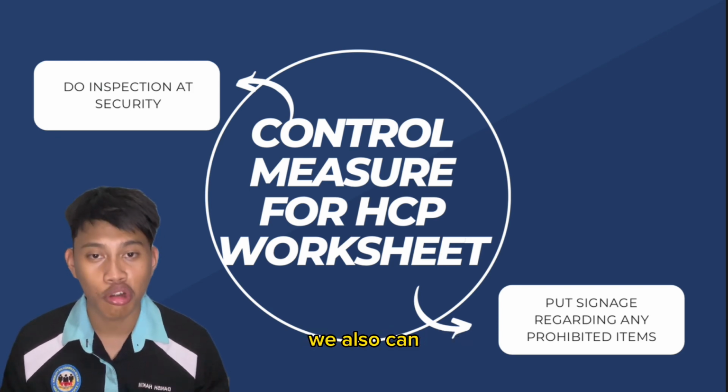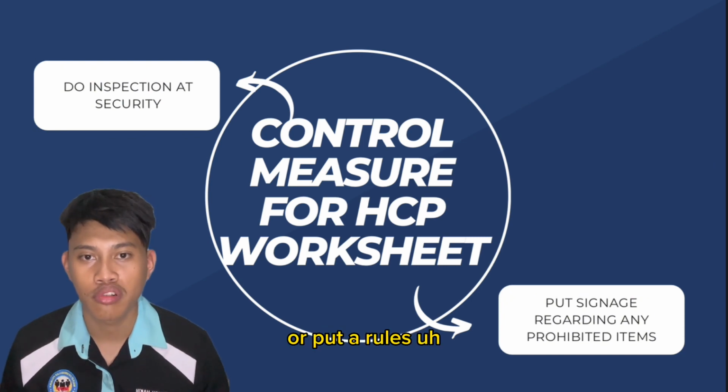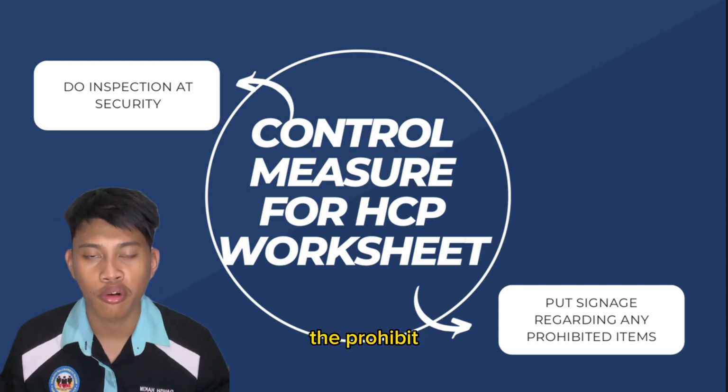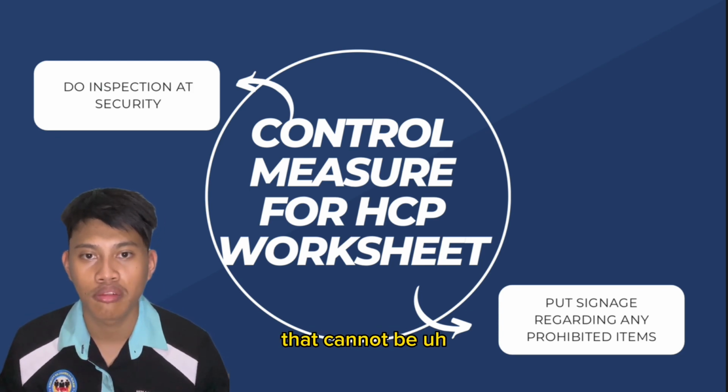Regarding prohibited items, we can also put up a signage or rules in front of our gate or doors, and list all the prohibited items that are not allowed to be brought into the production area.